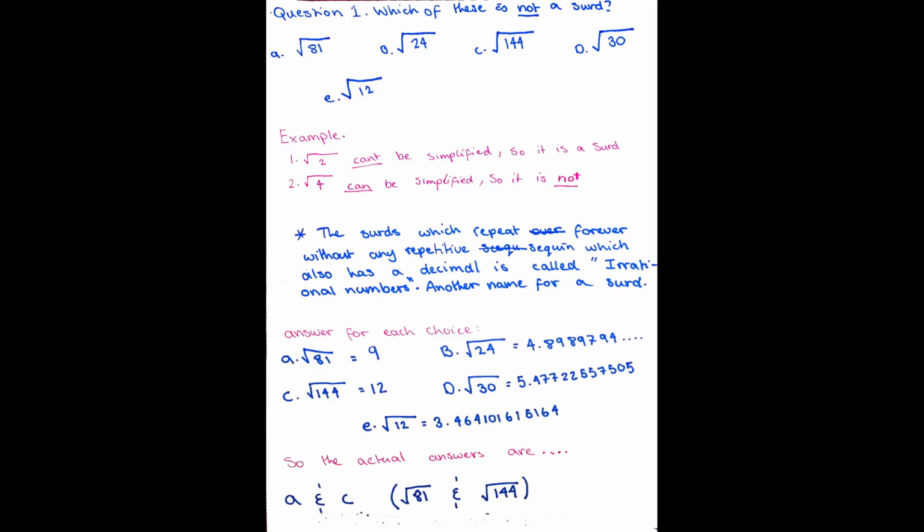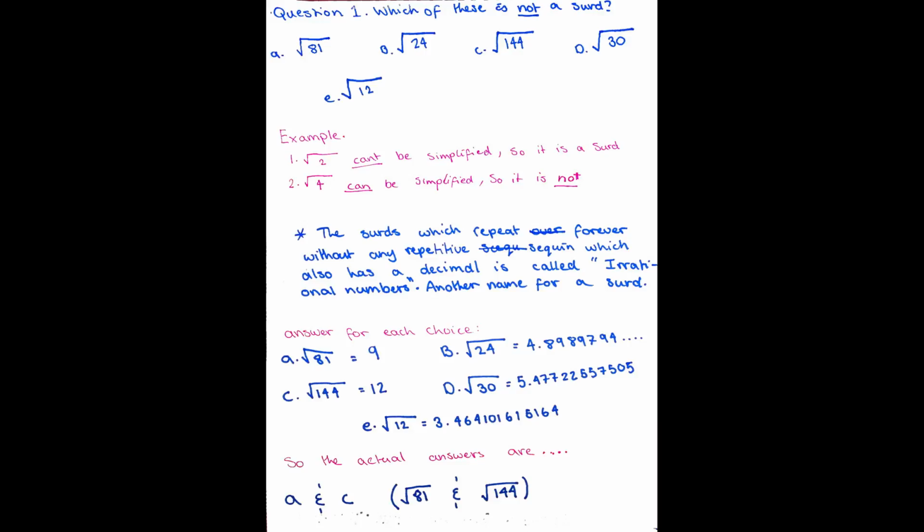How to find out which one is a surd? For example, square root of 2 can't be simplified, so it is a surd. But square root of 4 can be simplified, so it's not. So whatever can't be simplified is a surd, but whatever can be simplified is not. Also, the numbers which repeat forever without any repetitive sequence, which also have a decimal, are called irrational numbers, which is another name for a surd.